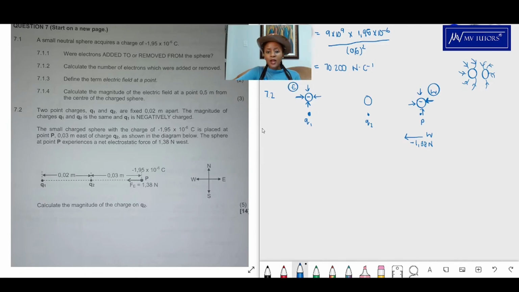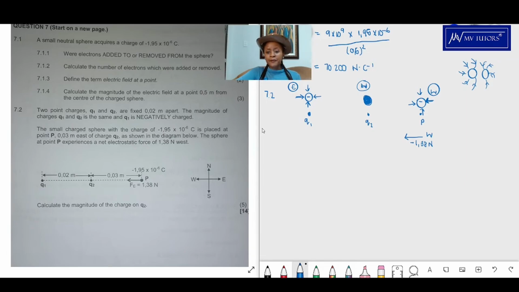Okay, what would this one be for you to have everything, or rather the net, going to the west? It would also have to go west, right? So that the net charge can go to the west. And yeah, so we would have to then calculate what that magnitude would have to be.